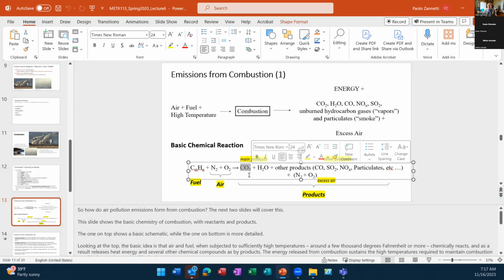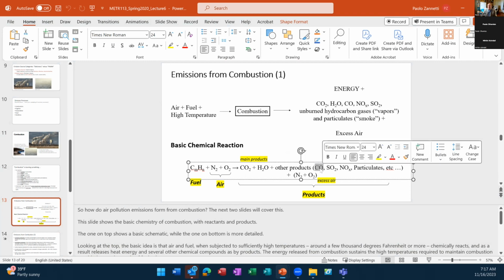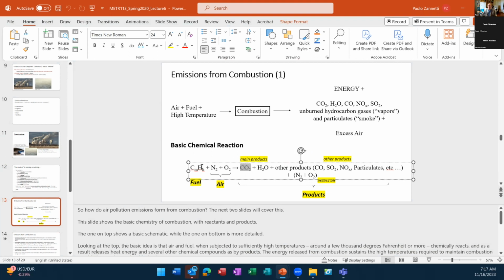CO2, which is not a pollutant in terms of human health, is an inert gas, actually is a plant nutrient, very beneficial to vegetation. H2O, water, is not a pollutant, and other products. What are these other products? Carbon monoxide, because in incomplete combustion, not all the carbon C ends up in CO2. Some of the carbon ends up in CO, and that is a pollutant. SO2 if there is some sulfur inside this hydrocarbon that you burn. NOx for sure, unavoidable. You burn hydrocarbon in air, you will create NOx, particulate, and so on.